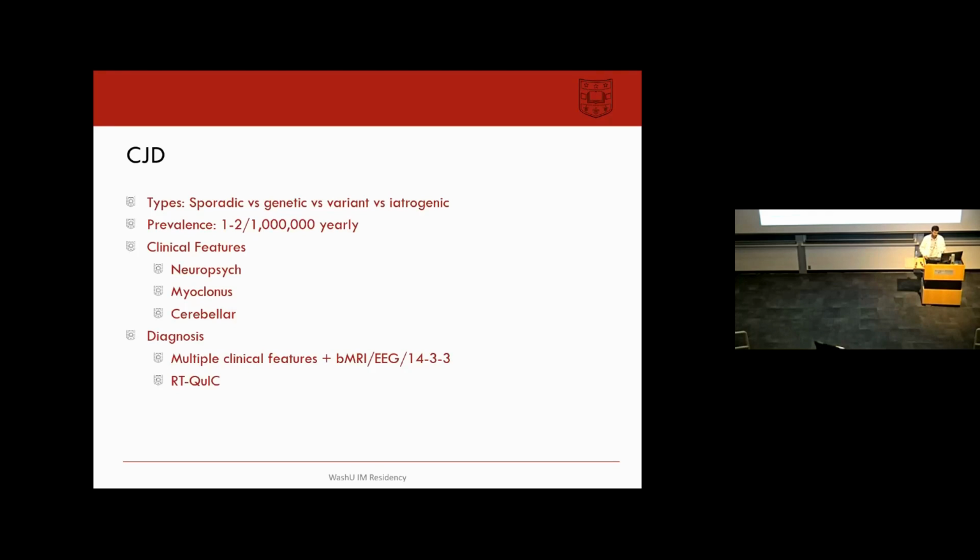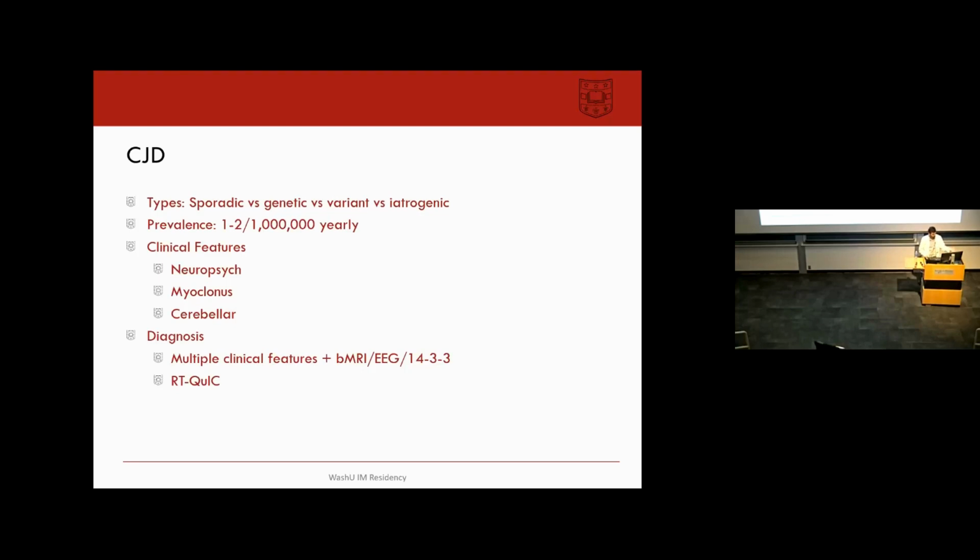Some studies show it's actually less than that. In terms of clinical features, you want to look for neuropsychiatric features, myoclonus like this patient had, and then cerebellar symptoms like this patient had as well. That can be the first presenting sign in about 20 to 40% of patients.